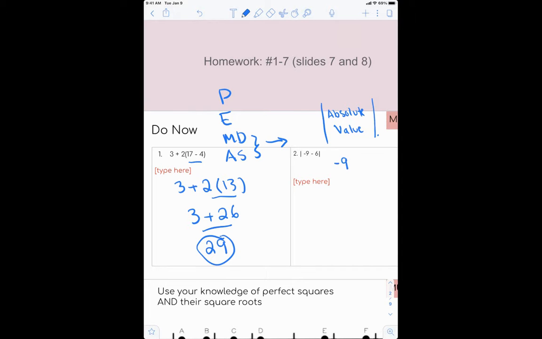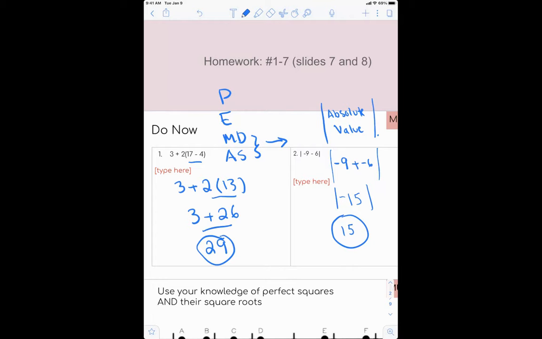So I'm going to rewrite negative 9 minus 6 as negative 9 plus negative 6, and I need to keep those absolute value symbols there. Now I know that negative 9 plus negative 6 is negative 15. And then finally, I'm going to take the absolute value of negative 15, which is 15. I'm going to circle my answer. You'll notice there are no absolute value symbols in my final answer because I evaluated the expression, taking the absolute value as 15.